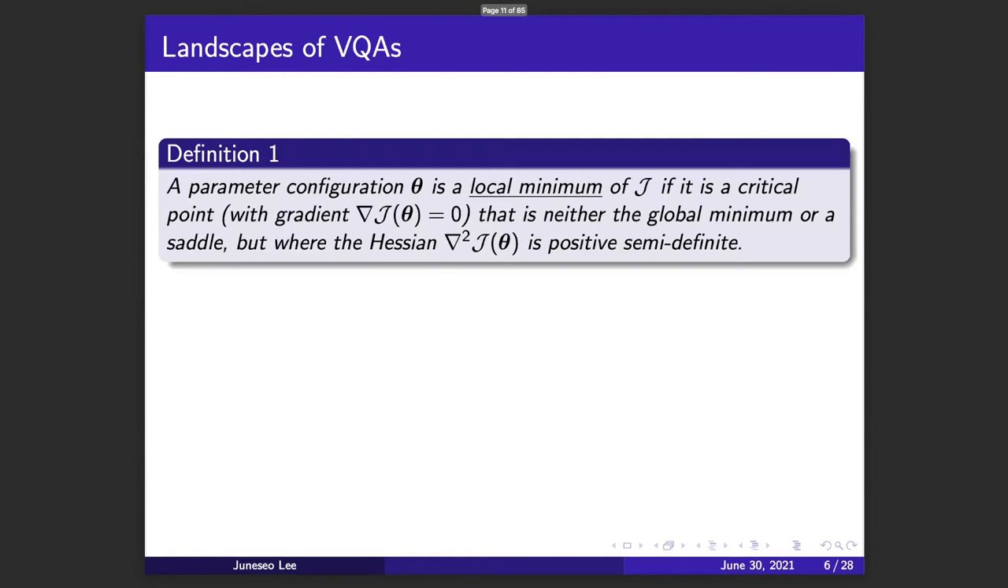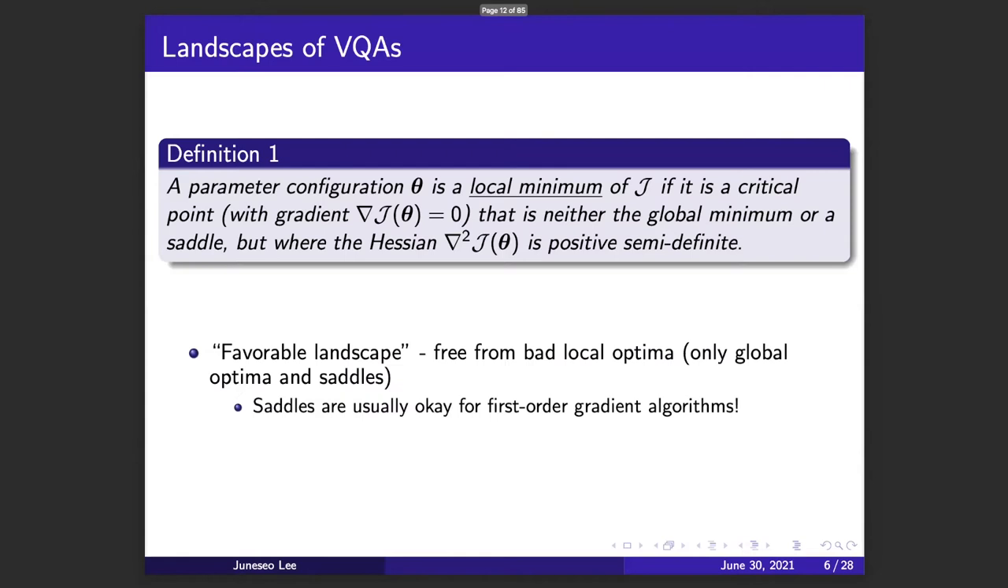I'm going to apologize in advance if the wording is a bit confusing, but even though we're solving MaxCut, we actually encode that as a minimization problem, which is why here I'll explicitly define a local minimum to be a critical point with a positive semi-definite Hessian that's neither the global minimum nor a saddle. Given this, when we talk about a favorable landscape, we mean one that is free from bad local optima. And the reason we can usually afford to neglect saddles is that numerical and analytical studies have suggested that even first-order gradient algorithms don't have too much trouble avoiding saddle points.